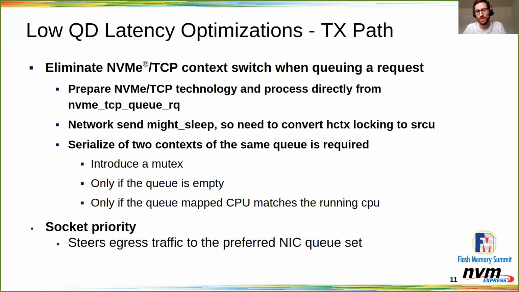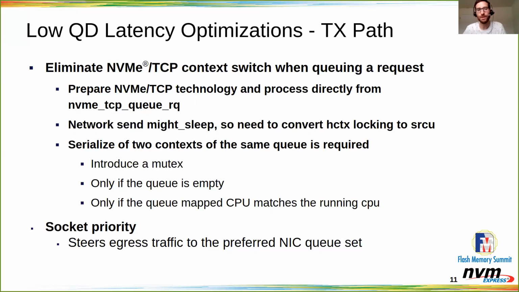Also, the network send is not guaranteed to be atomic, so we needed to change the locking scheme in the queuing interface in the block layer, changing it from RCU to SRCU. But given that we now have two contexts that may access the stream together, we may not want to contend. So we only do this optimization if the queue is empty, meaning that the context switch is really unneeded.